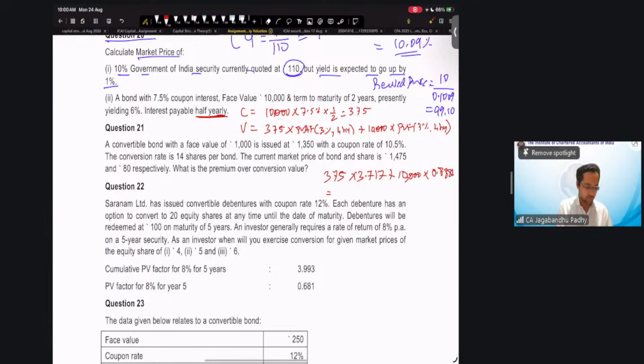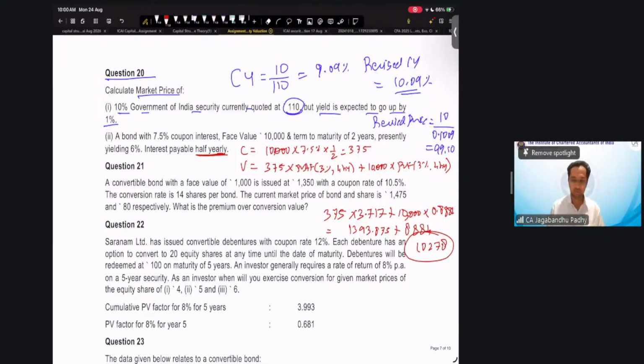So if you just add them together, 375 into 3.717 is 1393.875, and also this 10,000 multiplied by 0.884. That's 884 plus 1393.875. That's 10,278. That's the value of our second bond.